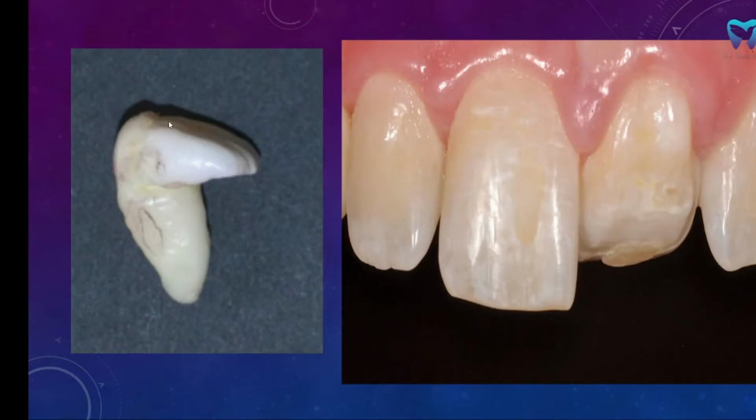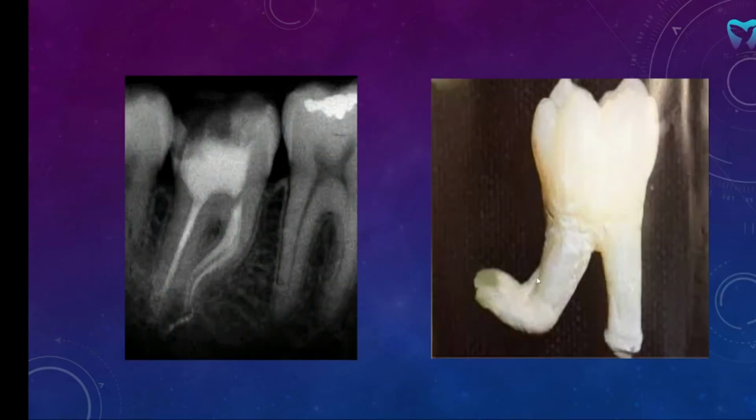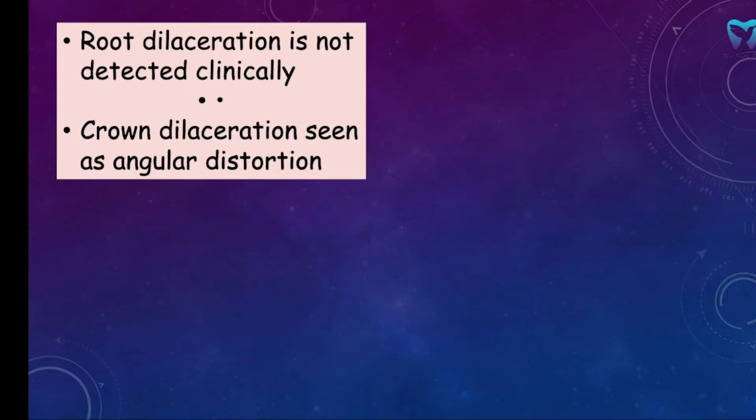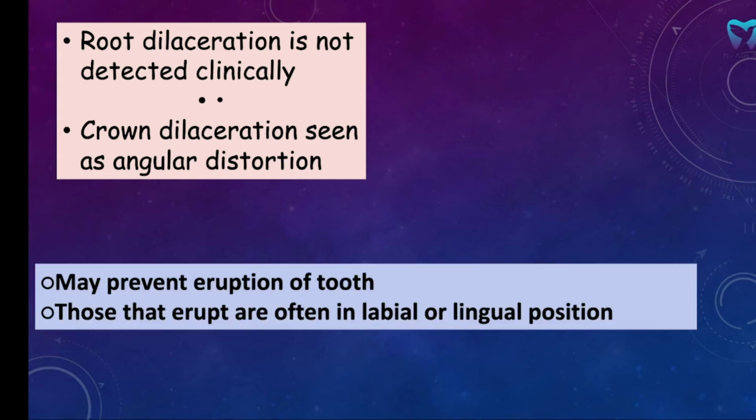Now if you can see here, it's a crown dilaceration because the axis of the root is okay but the crown is bent. Then here is the root dilaceration, the apical portion of the root. Now root dilaceration is not detected clinically, that is obvious, so we take x-rays. Crown dilaceration can be seen as an angular distortion clinically.